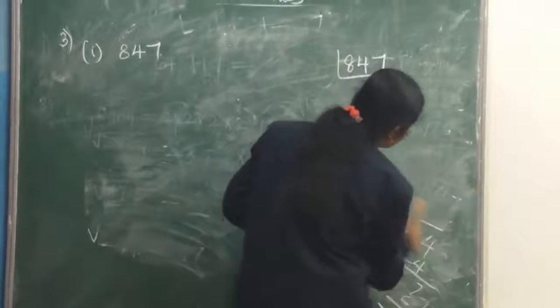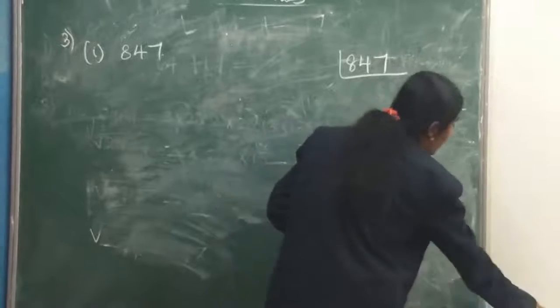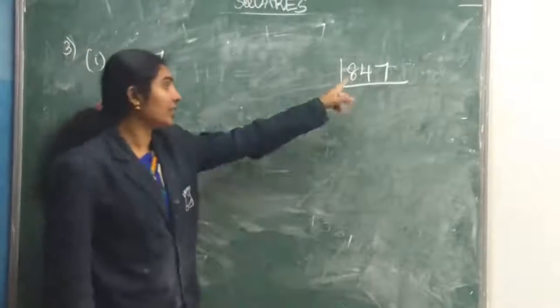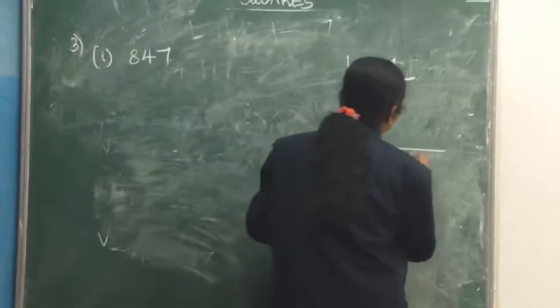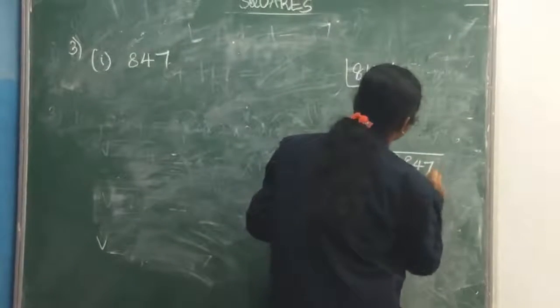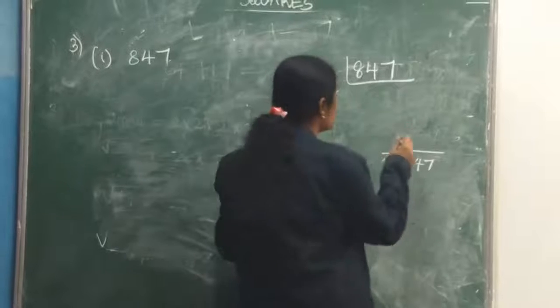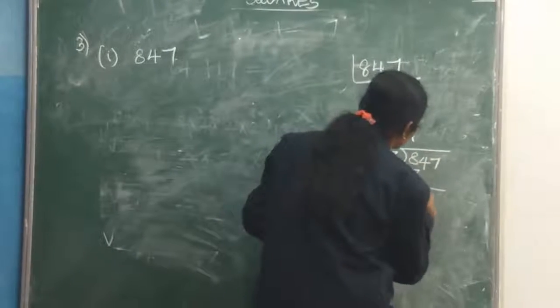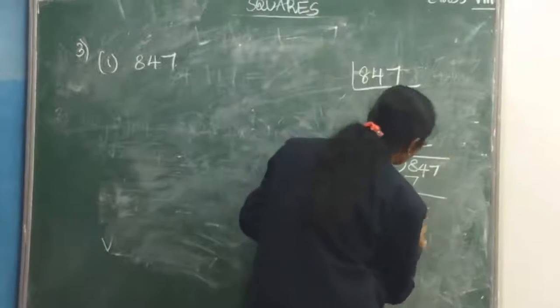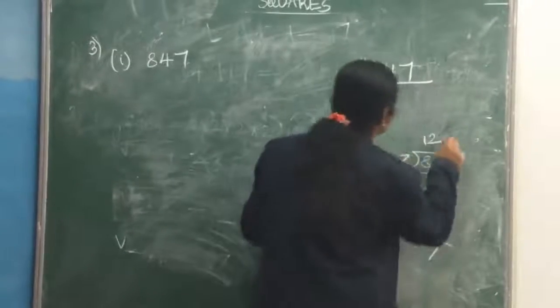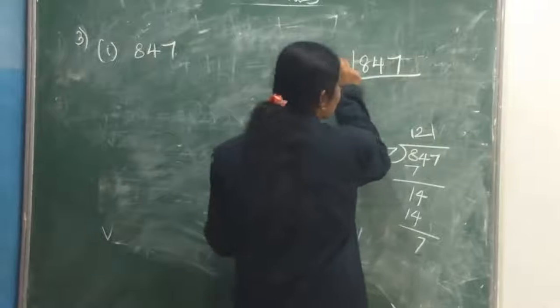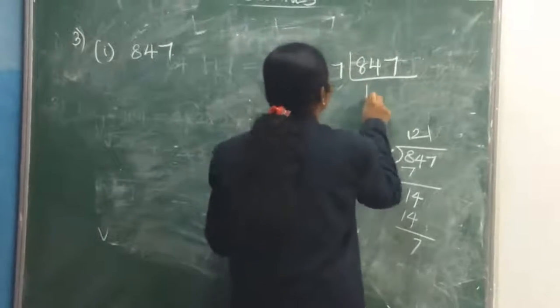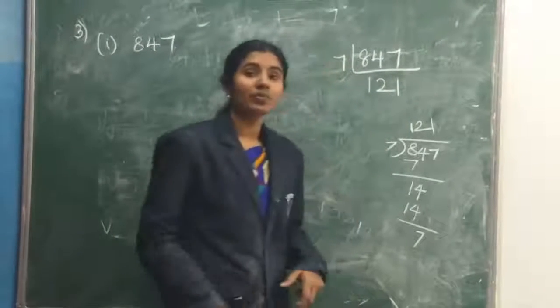Now you should divide with the next prime number, that is 5. You can't divide this number by 5. Next prime number, 7. 847 divided by 7: 7 eights are 56, 7 twos are 14, 7 ones are 7. So what will you get? When you divide by 7, you will get 121.